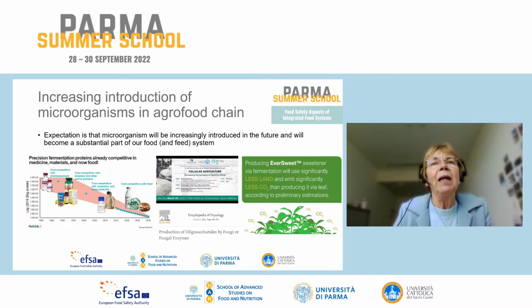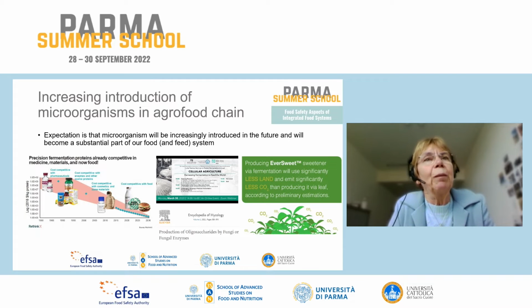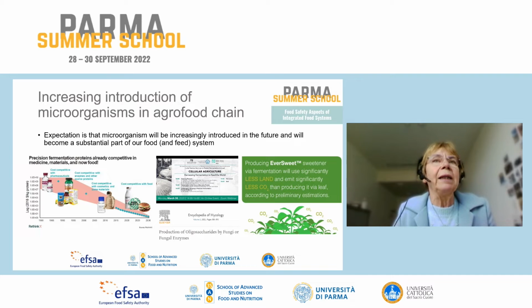An example is the production of stevia. Stevia, which is normally produced by a plant and which is now produced by a yeast in which the whole metabolic pathway for the production of this stevia from the plant has been introduced in this yeast, so that this yeast can now produce this stevia product.